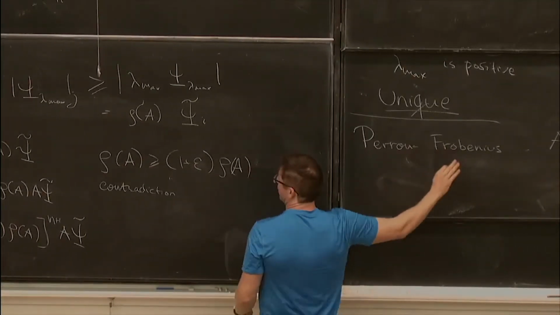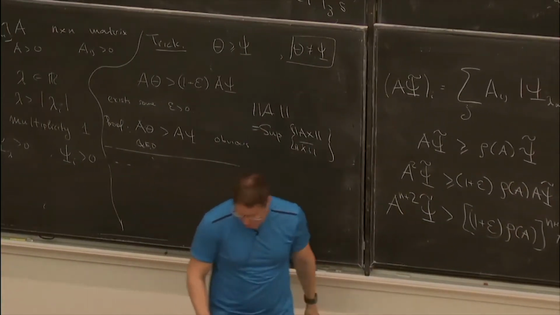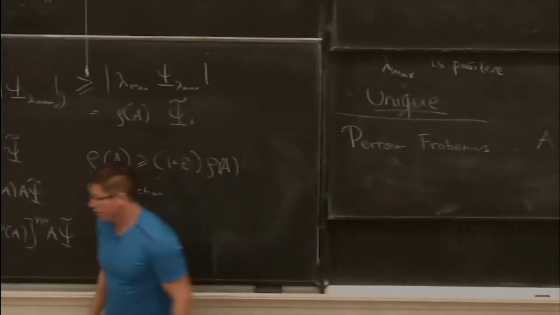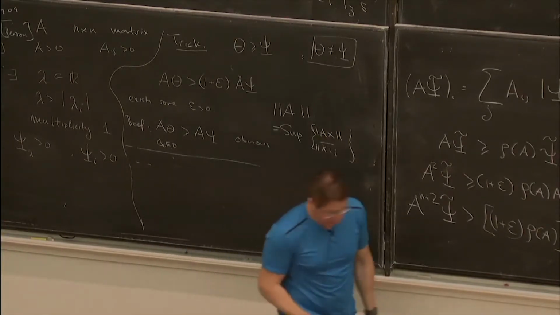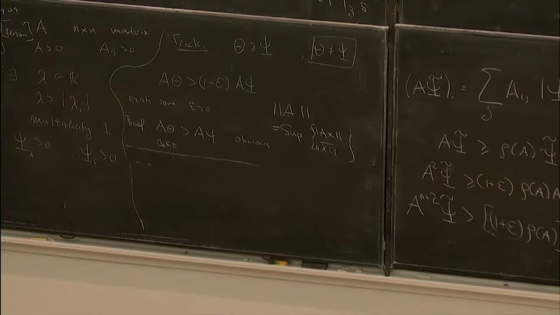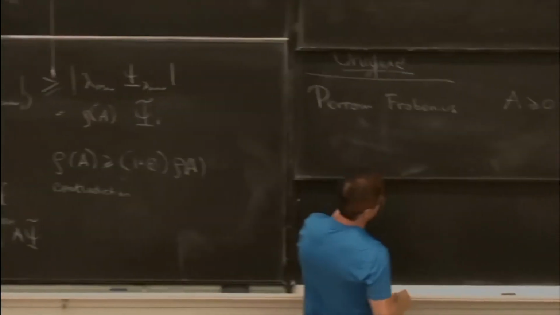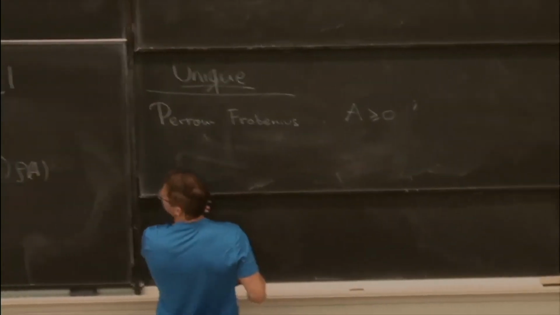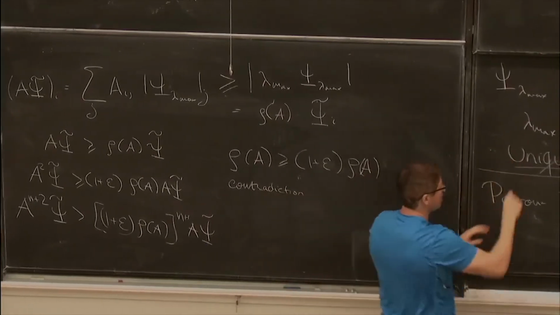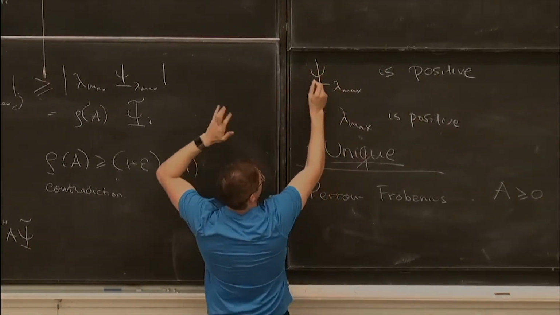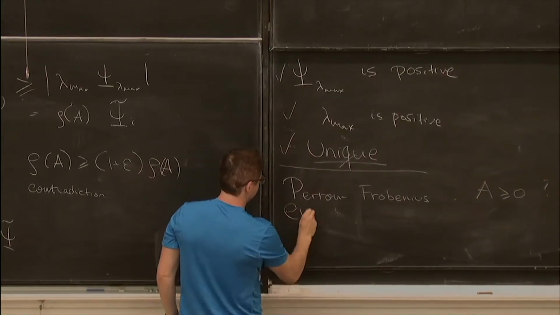So the generalization appeared like 30 years later, by Frobenius. He essentially proved that all these great things that we've shown before, that it's unique, and this, and this, are all still true. So everything is still true.